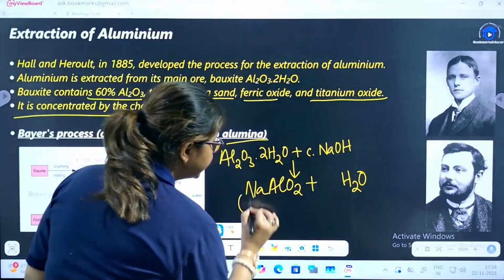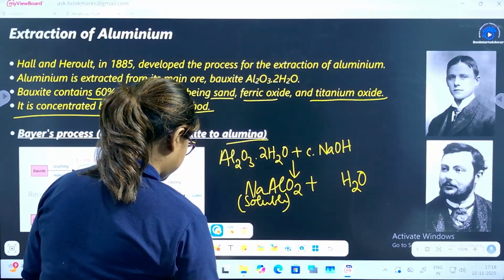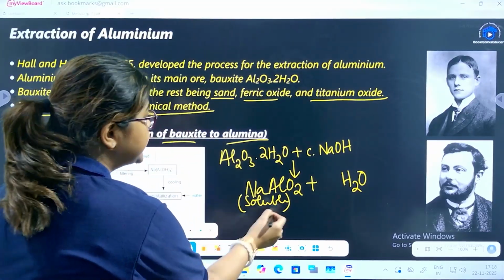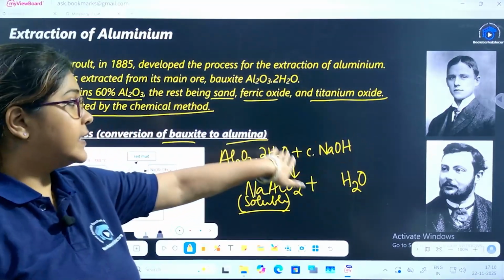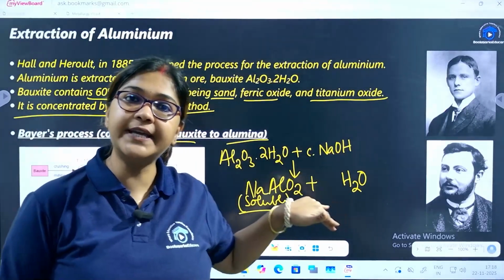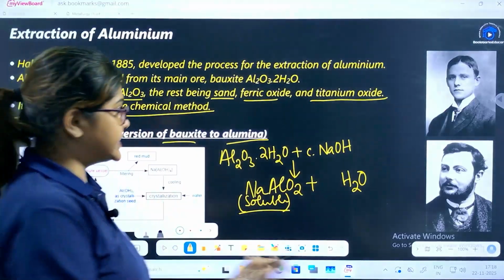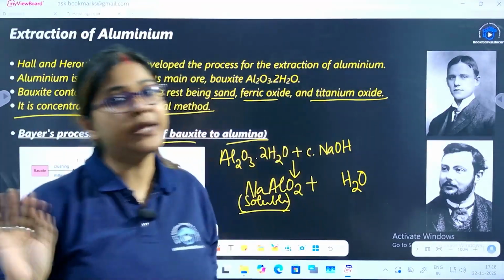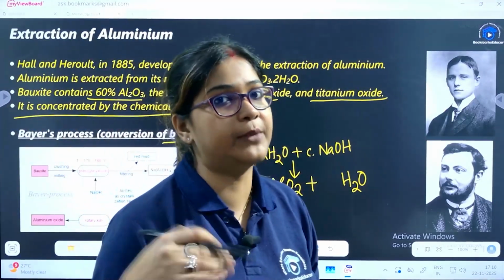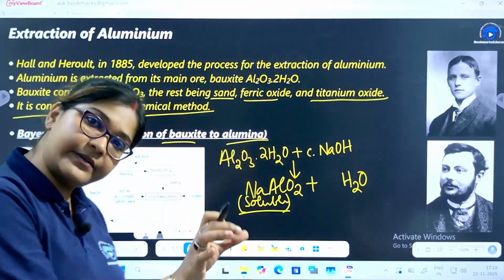Okay, this is soluble. This is soluble in the caustic soda solution. And what happens to the impurities? They are not soluble, so they are precipitated. Like ferric and titanium, they are not soluble, so they will be precipitated, right? So this goes into the filtrate, right?